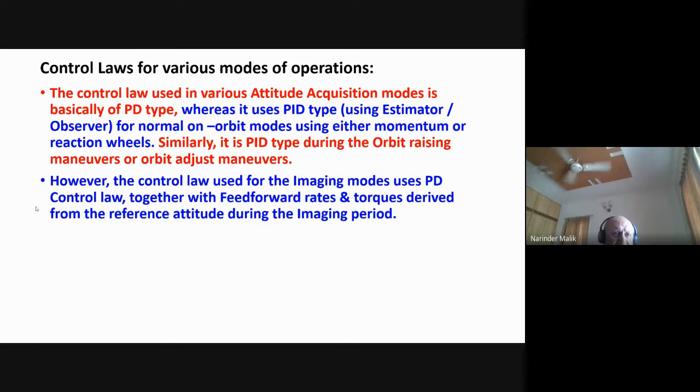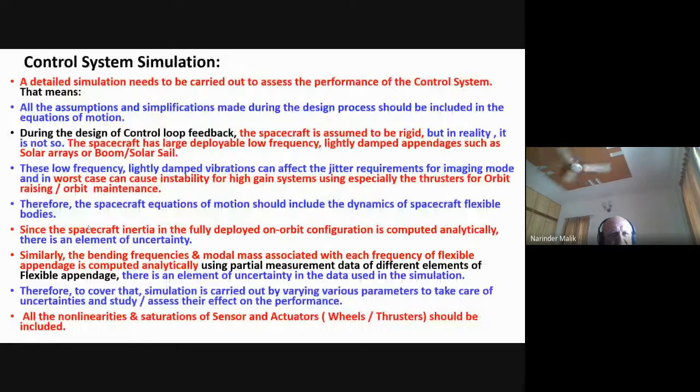Where we have a high agility spacecraft, where the spacecraft is looking at moving targets, or is desired to have very high pointing accuracy and varying attitude and rate requirements, there we use a feedforward controller. So this is just a summary of our control system.